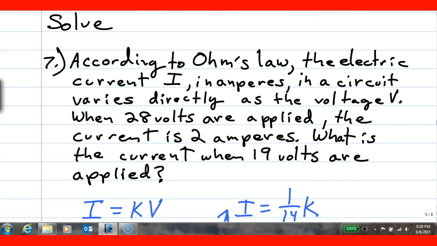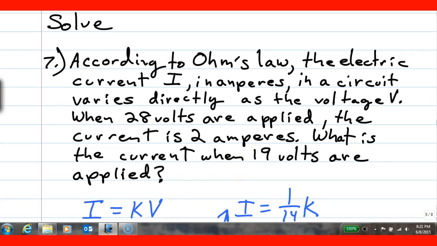Number 7 says to solve. According to Ohm's law, the electric current I in amperes in a circuit varies directly as the voltage V. When 28 volts are applied, the current is 2 amperes. What is the current when 19 volts are applied?